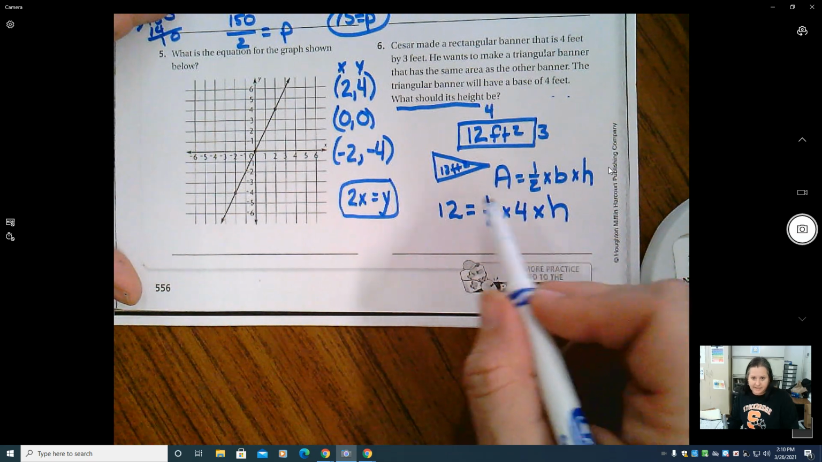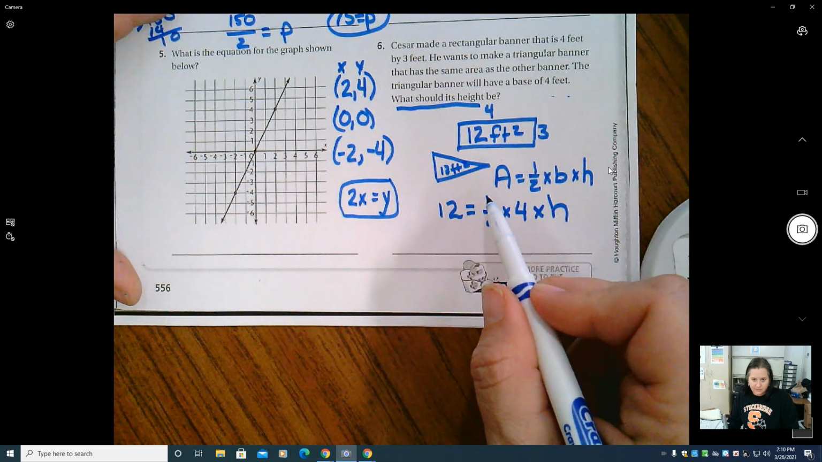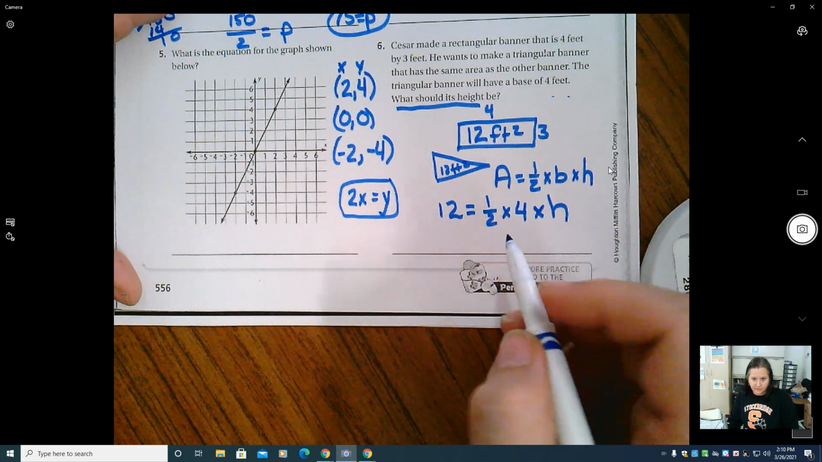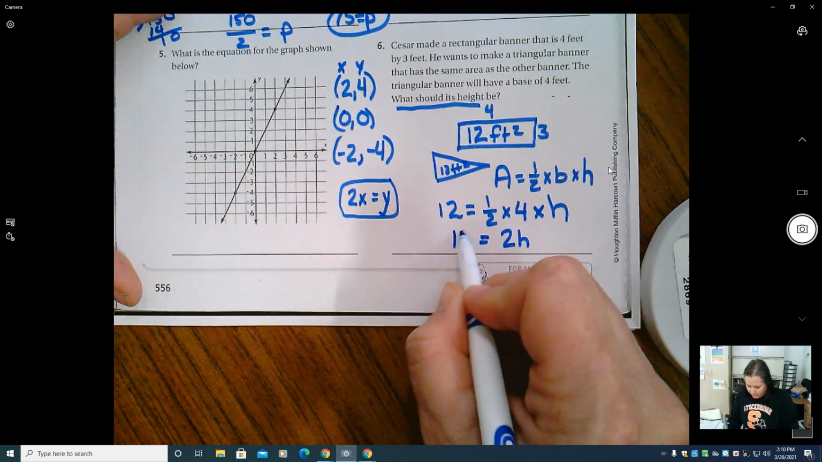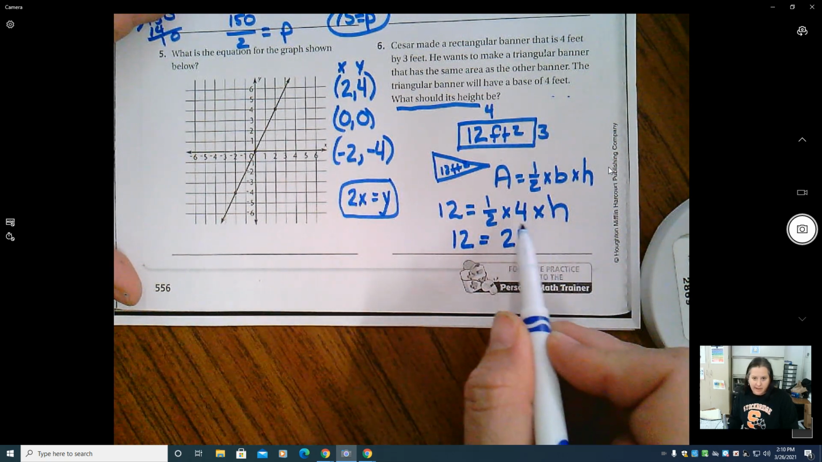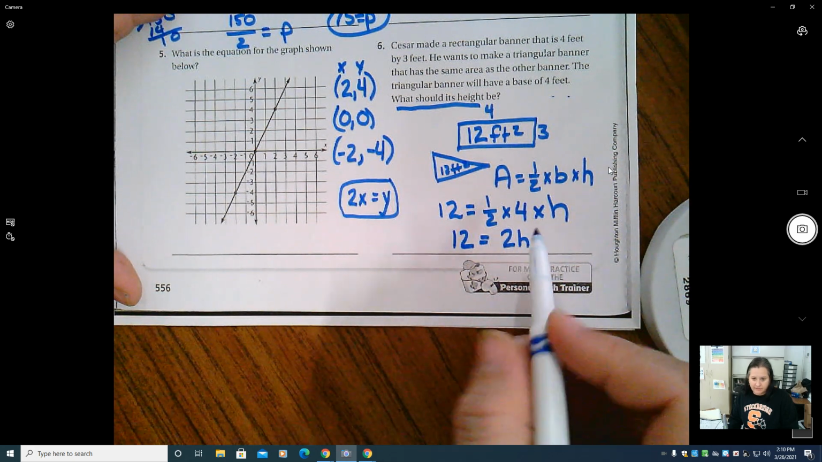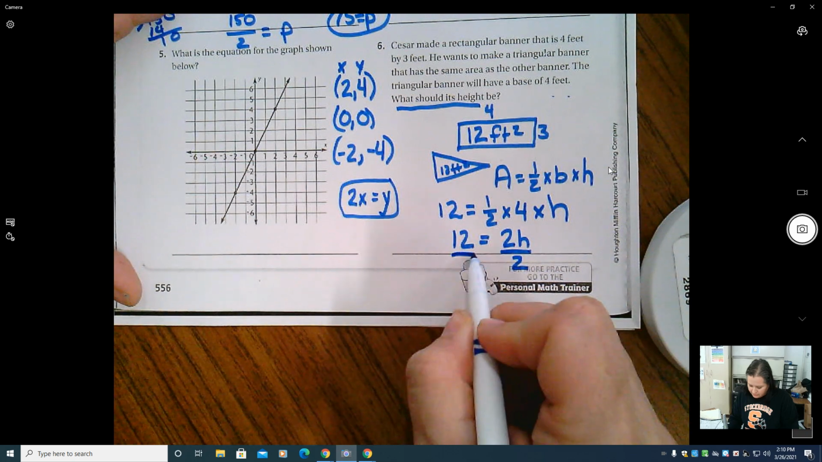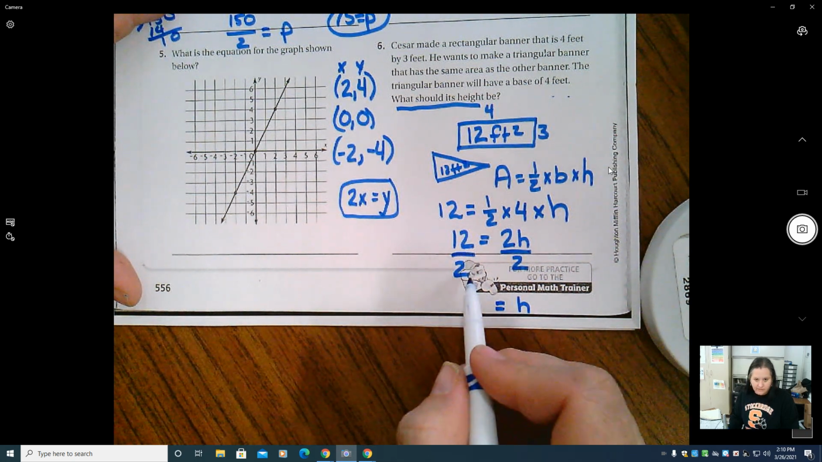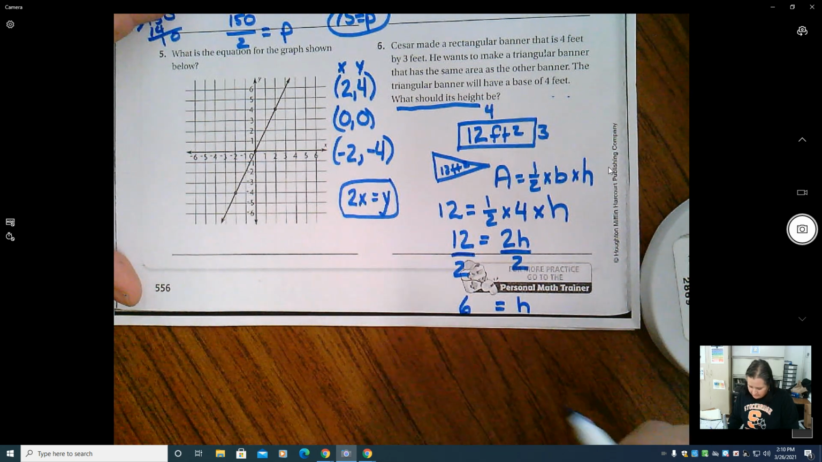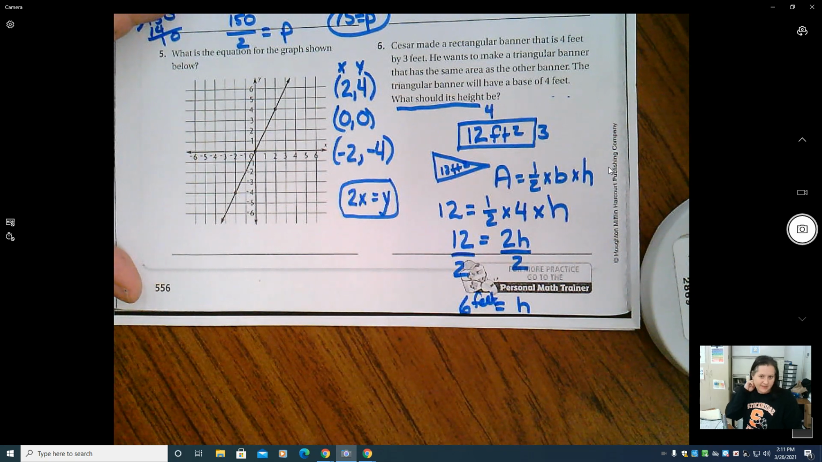Okay, so let's combine like terms here. 4 times 1 is 4, divided by 2 is 2. So we have 2h left on this side equals 12. Remember, I want to get my height all by itself. These are being multiplied, so the inverse operation is to divide by 2. Height equals 12 divided by 2, which is 6 feet. So the height there would be 6 feet.